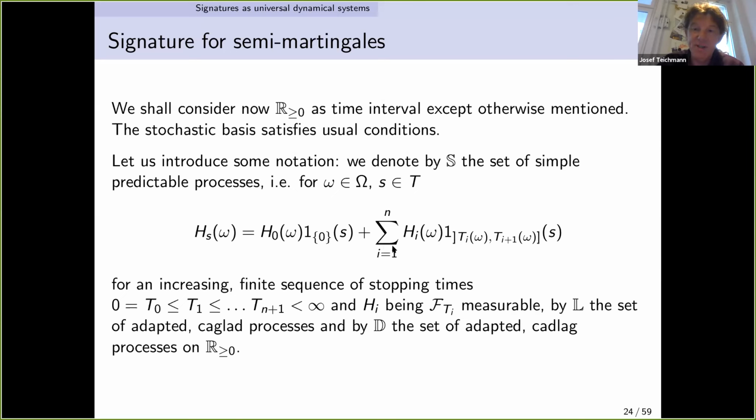And then I consider as a second set the set of adapted càglàd processes, continue à gauche, limite à droite exist. So these are left continuous, right limit processes, and D the set of càdlàg processes, right continuous, left limit. I have three vector spaces now, S, L, and D.